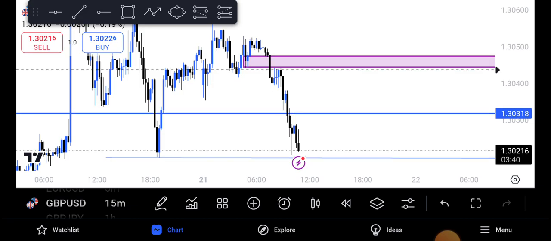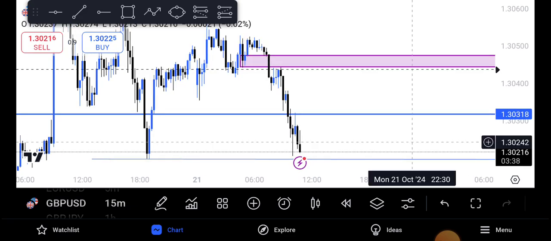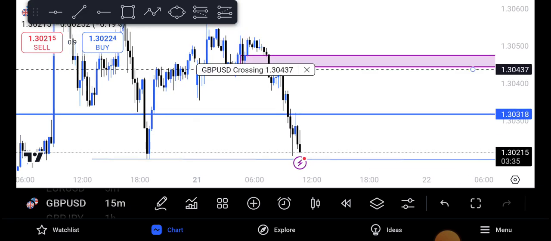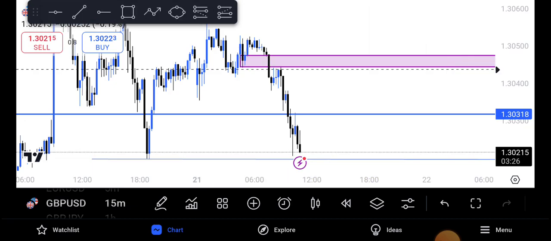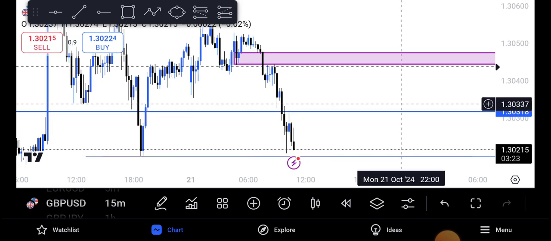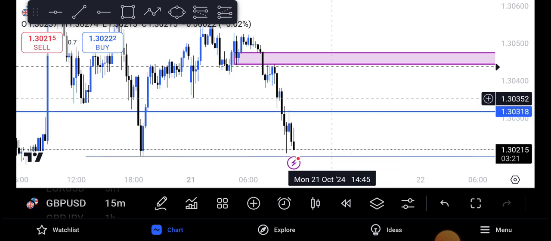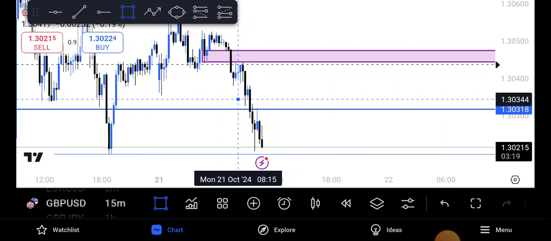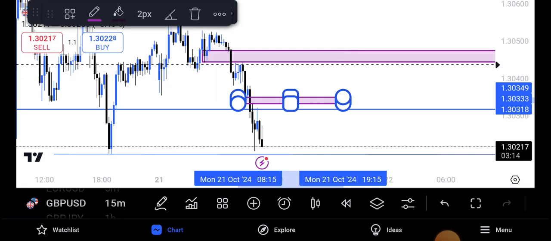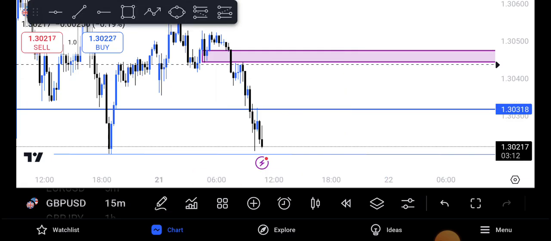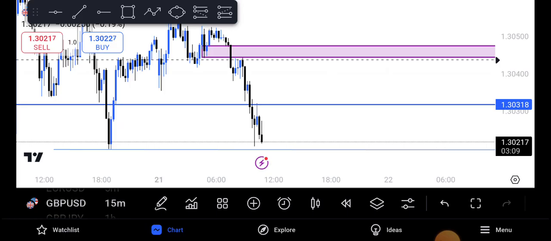I don't know if the market can come back to this zone, because I think this is the better zone to sell from, or to take your shorts from. If it reverses and enters that zone, that's where I will sell from. I'm not interested in this one. You can see there is a fair value gap here and a small order block. And there is also another above it, but I'm not interested in those. If the market manages to pull back to this zone, I will short the market from there.